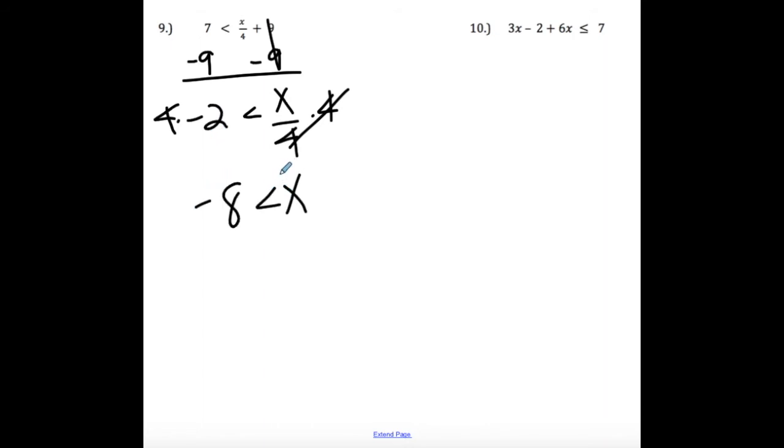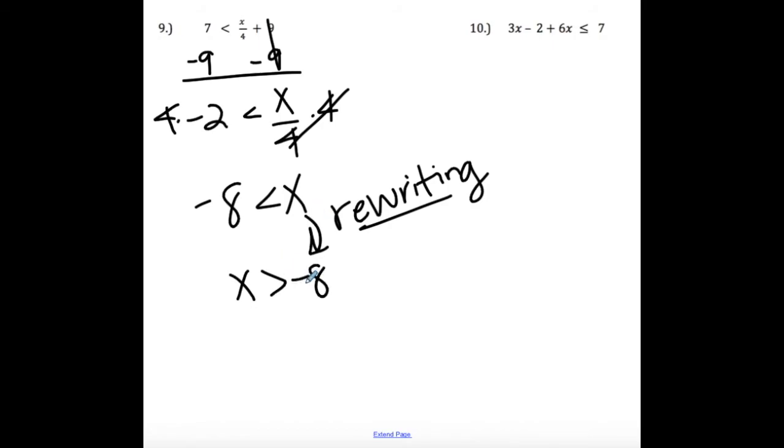Now when we have inequalities, we need to be conscientious of rewriting so that the x is on the left side. So I'm going to rewrite this so that the x is on the opposite side. And so I need to pay attention. When I read this backwards, it says x is bigger than negative 8. So I need to write that just as so. So x is greater than negative 8. So this is rewriting, that is not flipping the sign.